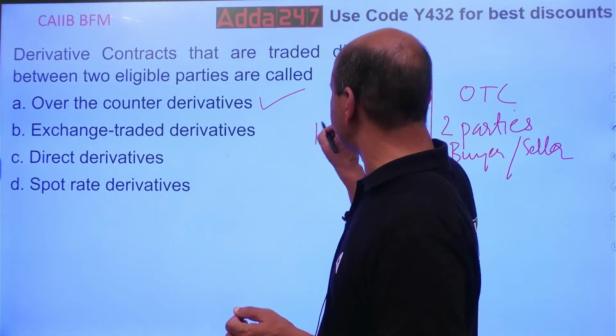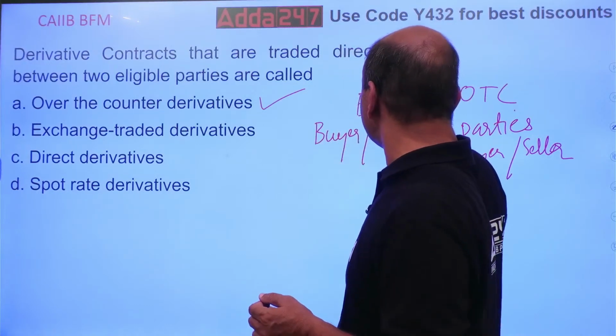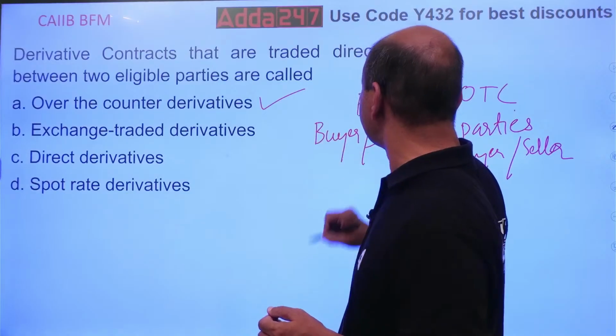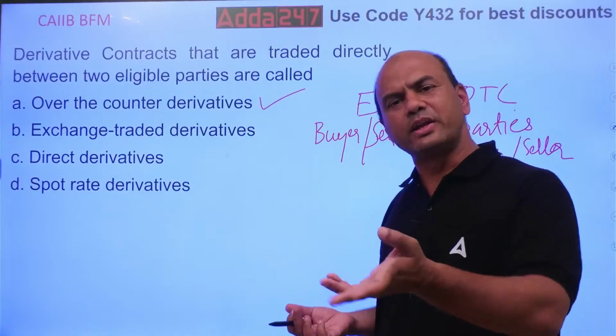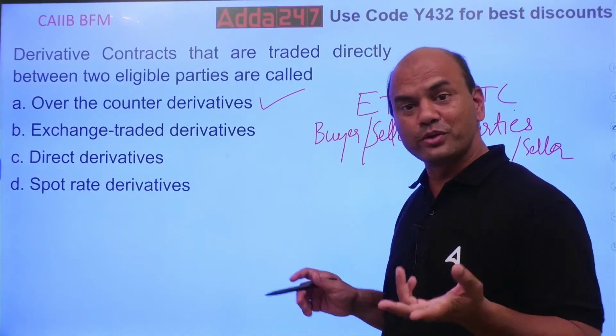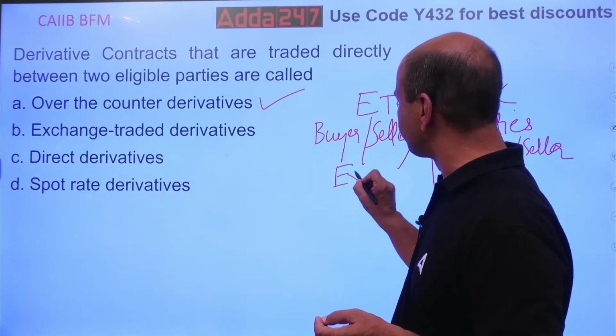There is a buyer, and there is a seller. But do you know the buyer and the seller? Do you know who has sold it? That's why you have bought it. You don't know. Why? Because there is a third party in between, called the exchange.